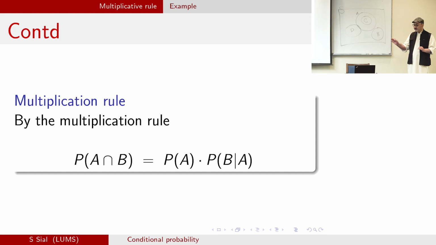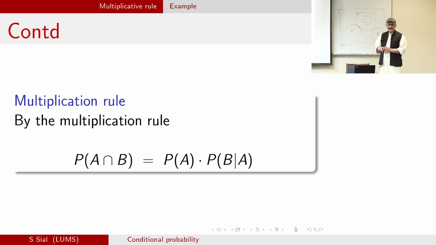I can rewrite using the multiplicative rule. The probability of the intersection can be rewritten as the probability of A times the probability of B given A. What was A again? Drawing a black sock first, right? What was B? Drawing a white sock second.